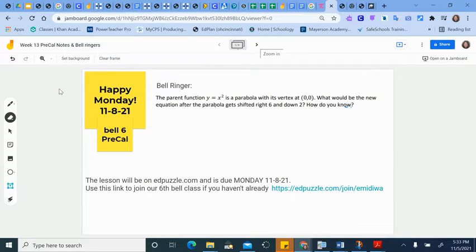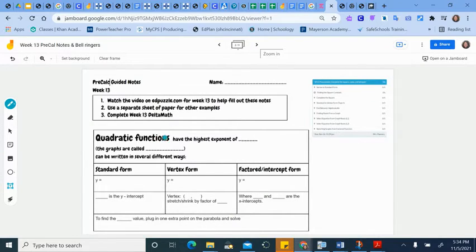Okay, so here's your bell ringer. I'm gonna let you read through that and think through that. It has to do with parabolas, right? And vertex. Trying to help you think through and remember that. And today we're going to talk about quadratics and other polynomials.